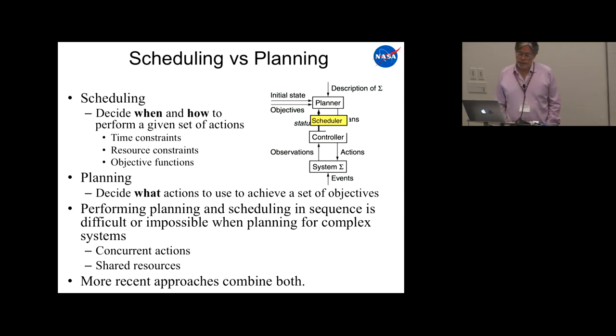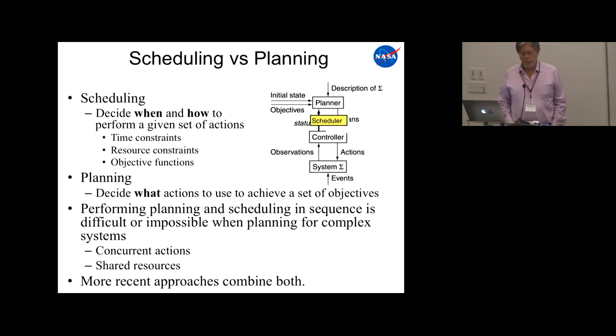Planning is the process of deciding what actions to use to achieve a set of objectives. Doing planning first and then scheduling, in sequence, is difficult or impossible when planning for complex systems. You can't just assume you get a plan, you execute it, and there's that simple flow. It doesn't really work in complex systems. There are concurrent actions, and sometimes actions have complex interactions. Again, uncertainty in the world makes it impossible for the generated plan to be executed effectively.